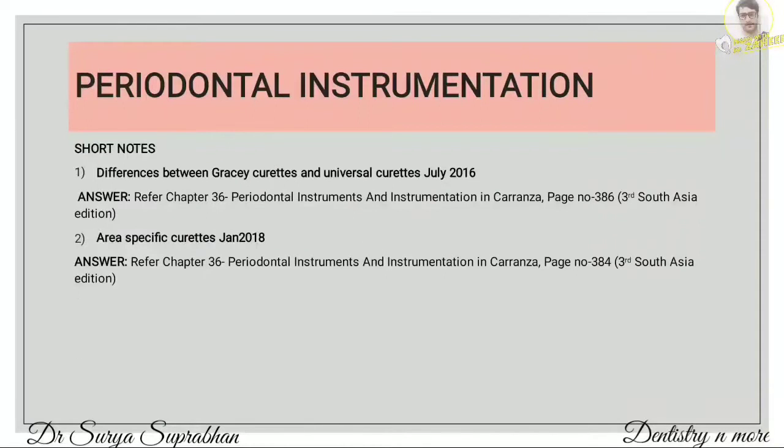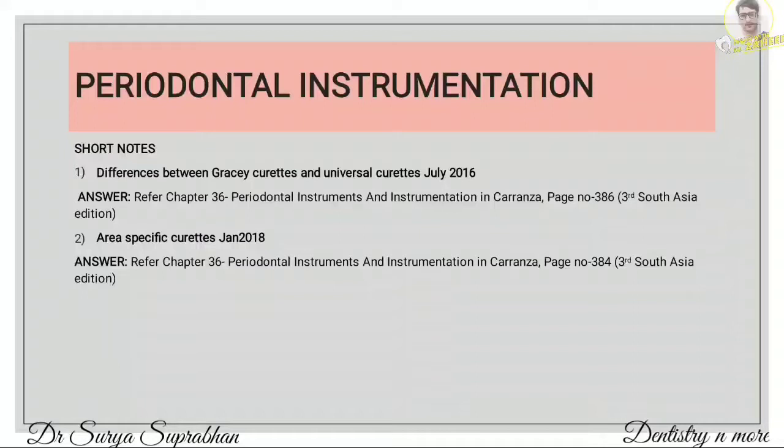Then coming to periodontal instrumentation, differences between Gracey curettes and universal curettes. So for this you have to refer chapter 36, periodontal instruments and instrumentation, page number 386. So 4 points are there in one table. Along with that, you have to add example for Gracey curette as well as universal curettes. So total 5 points will be there.